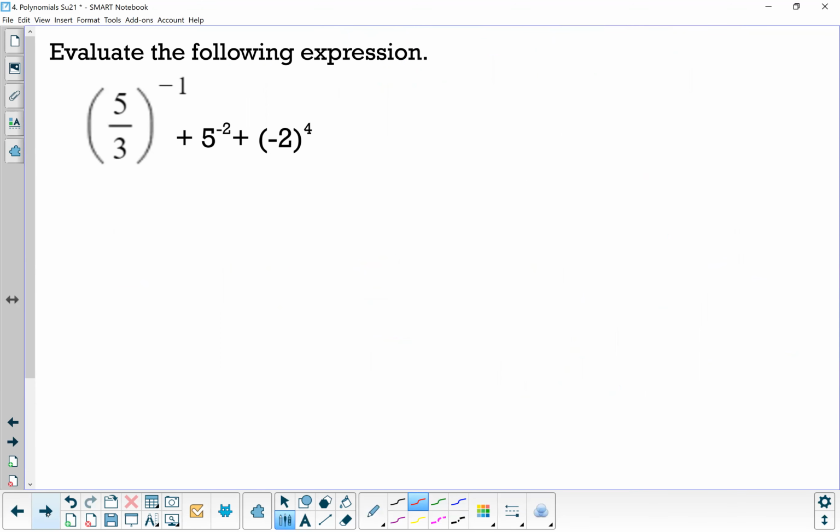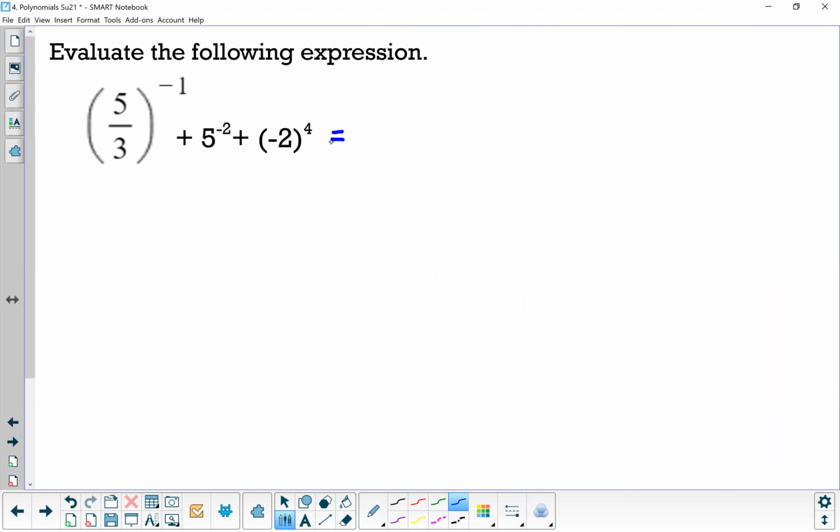All right, here we have another expression. We have (5/3) to the -1 power plus 5 to the -2 plus (-2) to the 4th power. Pause the video and try this, and then we'll do it together. I hope you were careful with this expression. It's easy to see all negative exponents. All right, so it's not all negative.